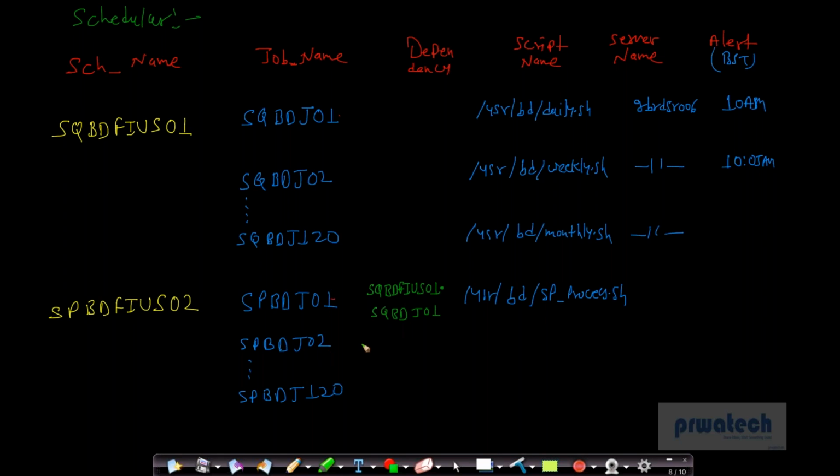Suppose for job 2, for this Spark job 2, you want a dependency on this also and this also. So you'll have to give this dot this, comma, this dot this again. If it has a dependency on only this, then you can give this scheduler name dot this job name. So whenever we have a dependency on any job, we'll pass it here. Suppose you have a dependency on two jobs: scheduler name dot job name, comma, scheduler name dot job name. We'll write with comma separation. Okay. Then this is the script part.